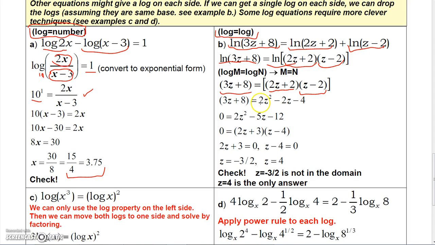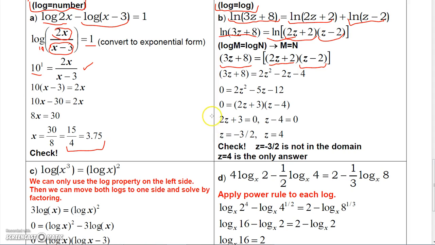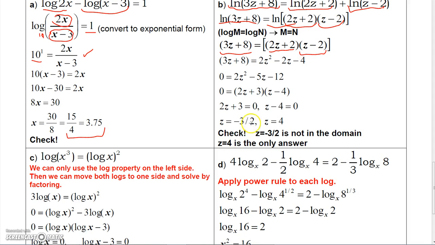So I FOIL this, and I get 2z squared minus 2z minus 4. Then I subtract the 3z and the 8 across, and I get 2z squared minus 5z minus 12 equals 0. Then I can solve this by factoring, so I get 2z plus 3 times z minus 4 equals 0. So 2z plus 3 equals 0, or z minus 4 equals 0, which means z equals negative 3 halves, or z equals 4. Now, the negative 3 halves will not work. The only answer is z equals 4.